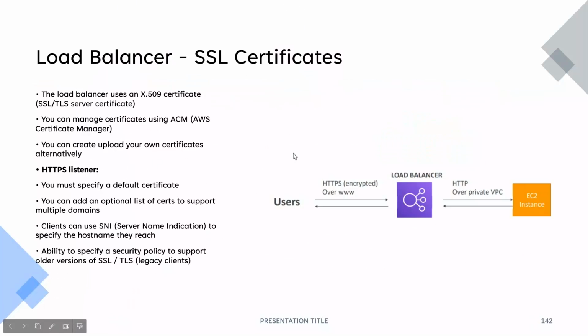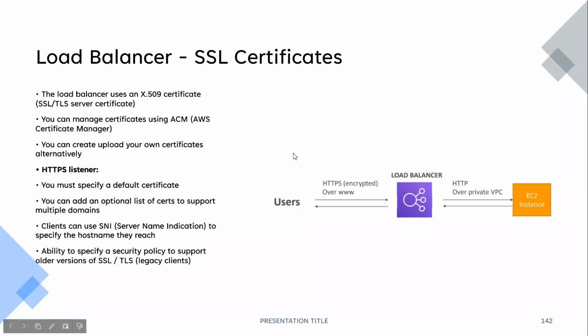Now let's talk about load balancer SSL certificates. A load balancer uses an X.509 certificate, which is an SSL or TLS server certificate. You can manage certificates using ACM, which is AWS Certificate Manager. You can upload your certificate into ACM and directly integrate ACM with your load balancer. It will automatically pull that certificate from ACM. Alternatively, you can create or upload your own certificates and use them.